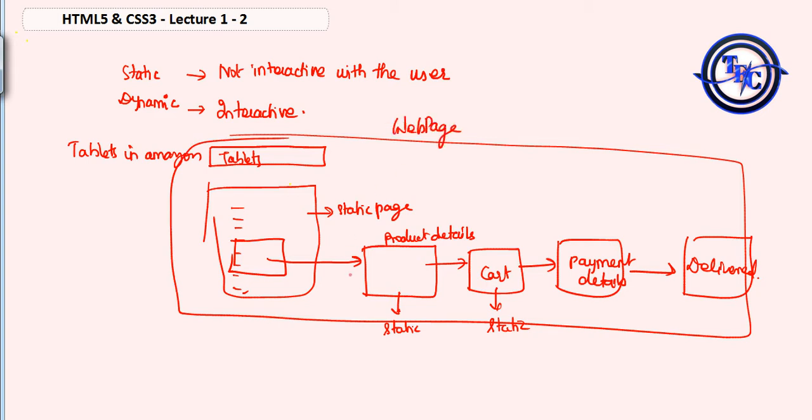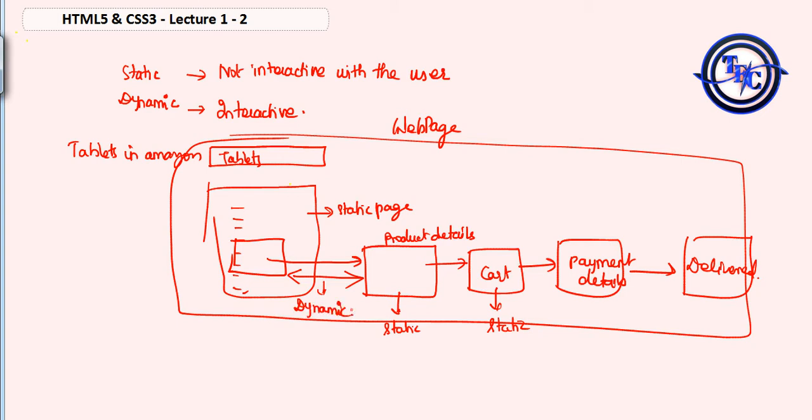Each page is a static page, but when it interacts, interacts means it should be bidirectional. Unidirectional means it is a static page, that is, if you click this it will go to this page, then to this page, then to this page. That's all static page means. But when it interacts, from the product details she can come back to this. If she can come back, then it is interactive. In such a case it is said to be a dynamic web page.